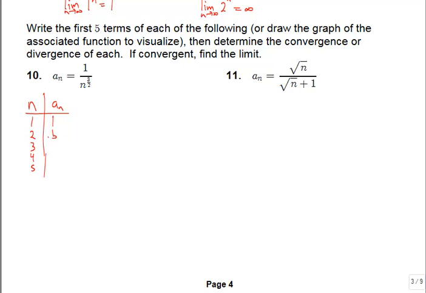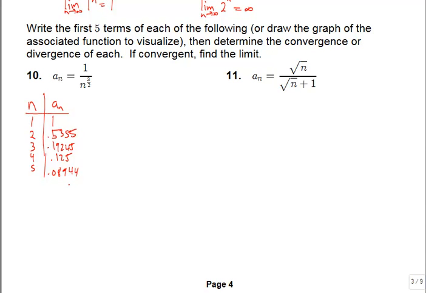So I'll just write down what we got. 0.5355 was the second term, 0.19245, 0.125, and 0.08944. Now that's going to be your first 5 terms.